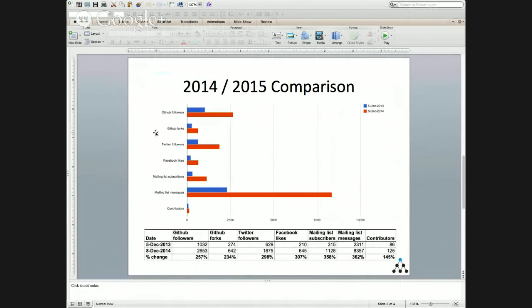So the lower bars, the blue bars, are from basically all of 2013. I've got the dates kind of whacked out, but this just shows a pretty decent increase in all of the metrics that I've been keeping track of. If you exclude contributors, which was the smallest increase, we've got an average of about 300% growth across the board. And this includes mailing list messages and subscribers, and those are the things that really balloon up a lot, especially the messages. But it shows a healthy growth.